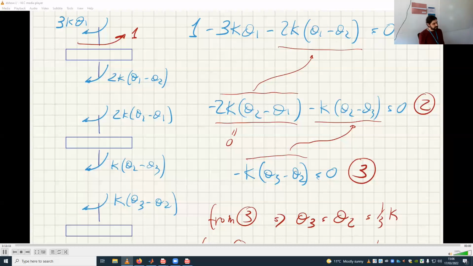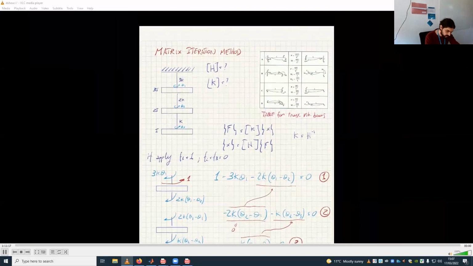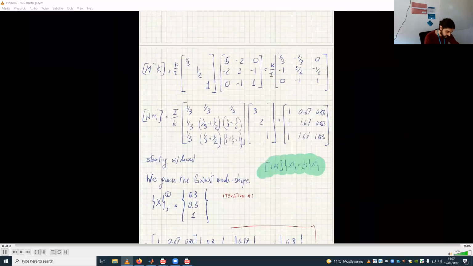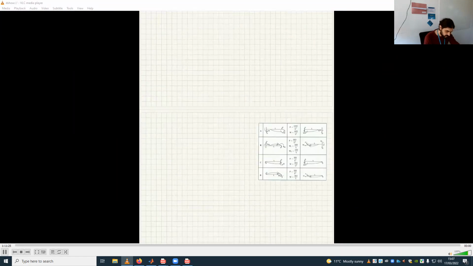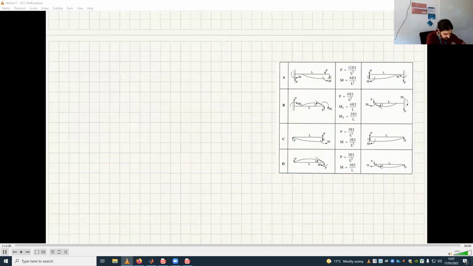Okay, guys, let's resume. I'll copy the table and put it right here. So we can do the transverse vibration of beams.